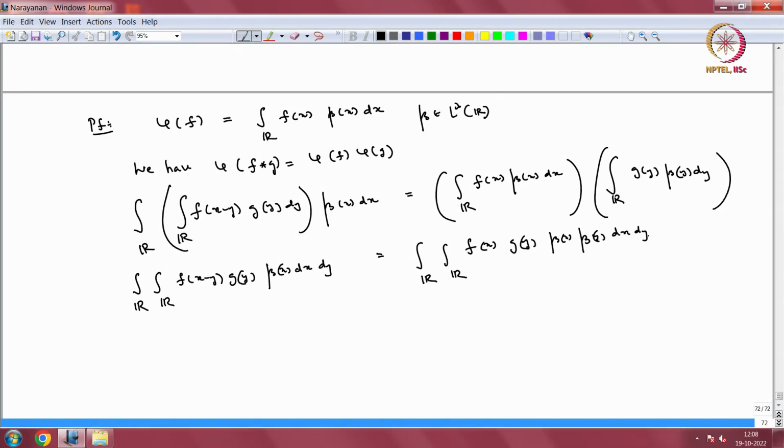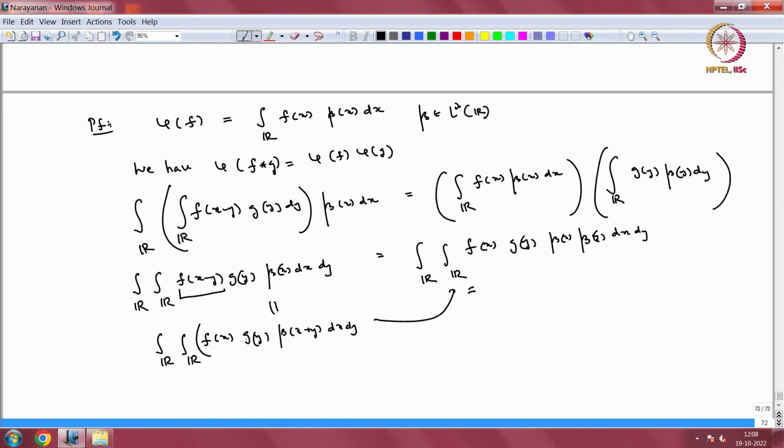Here, f of x minus y I change to f of x. So, this will look like integral over R, integral over R. Change x to x plus y, and Lebesgue measure is translation invariant. So, this simply becomes f of x, g of y, where x becomes x plus y. So, it becomes beta of x plus y dx dy. Right. So, these two are equal and these two are equal.